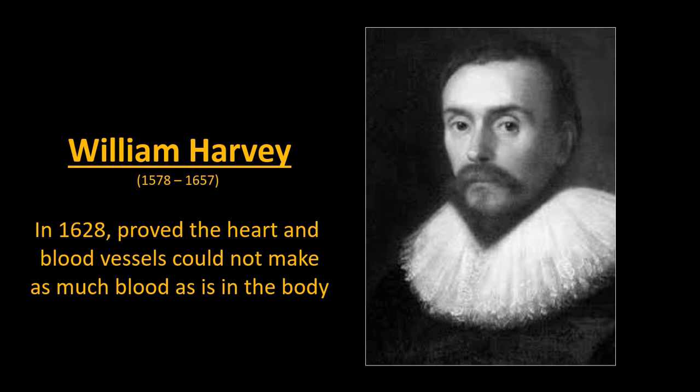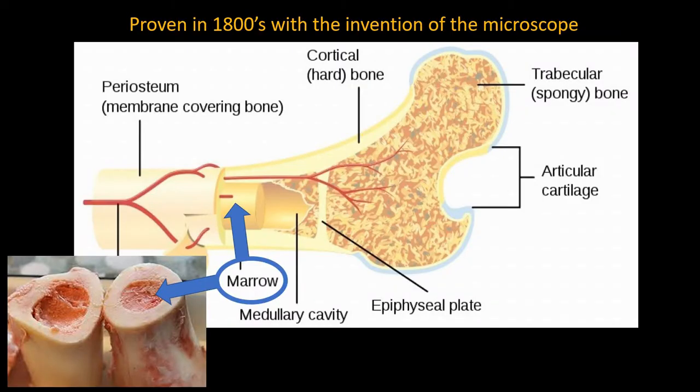It was not until the 1600s, specifically 1628, that a doctor by the name of William Harvey actually proved that the heart and blood vessels couldn't make as much blood as there actually was in the body. They didn't know where it came from. However, they knew by this point that it was not the heart or the blood vessels making the blood. They were just moving it around.